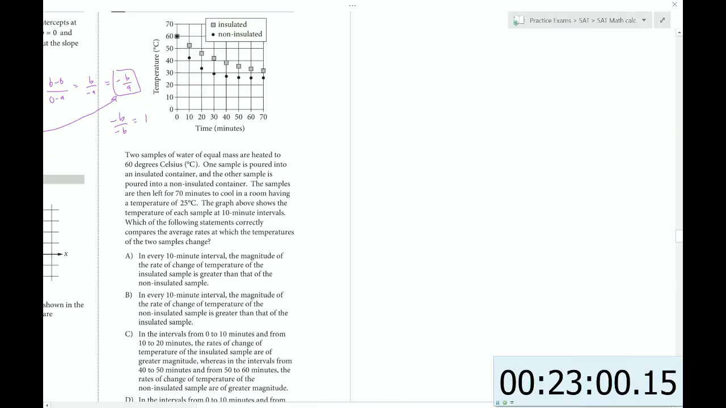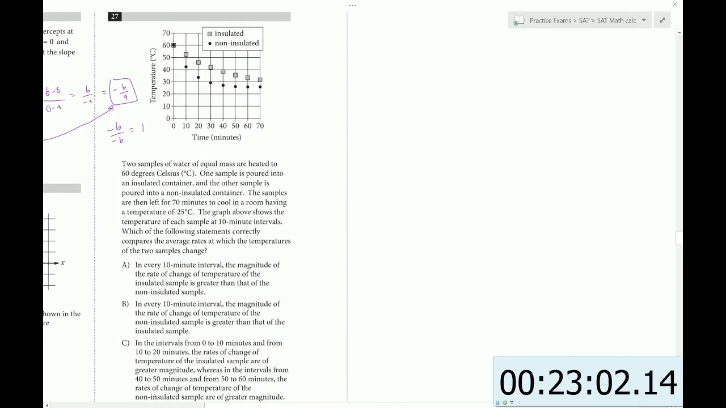All right, this one looks like a lot of words, but let's go right to the question. Which of the following statements correctly compares the average rates at which the temperatures of the two samples change? So the average rate of change is a fancy word for the slope. Okay. Now, we'll start with the insulated one. And, well, the average slope is basically just the first and last points.